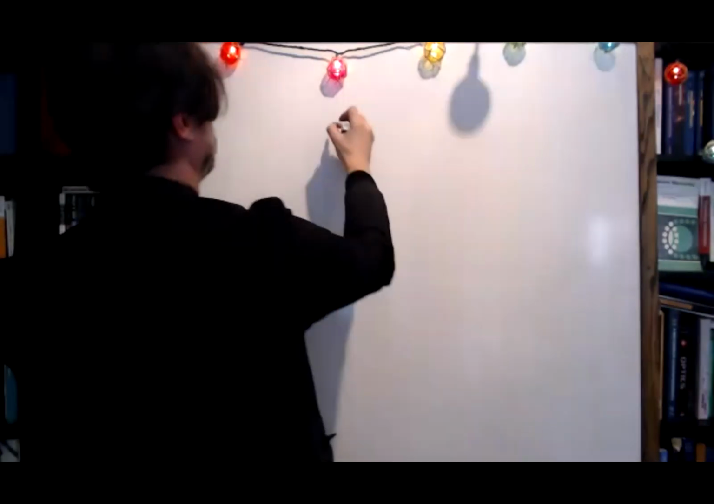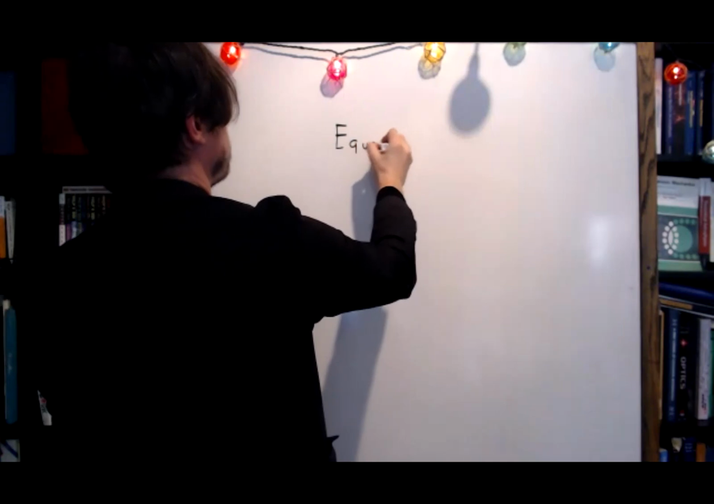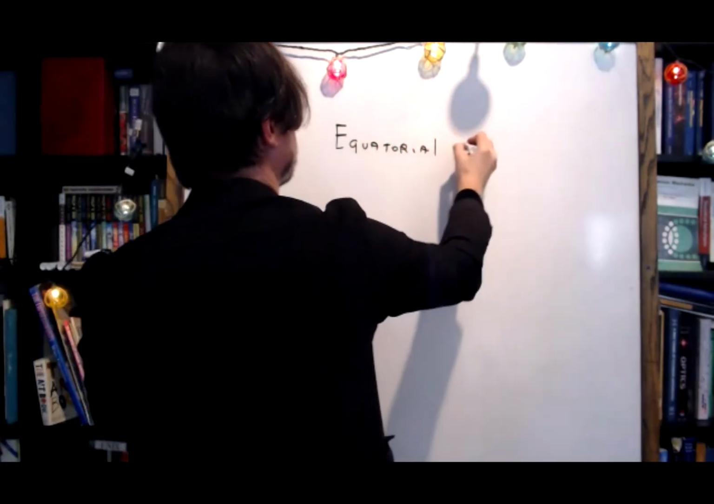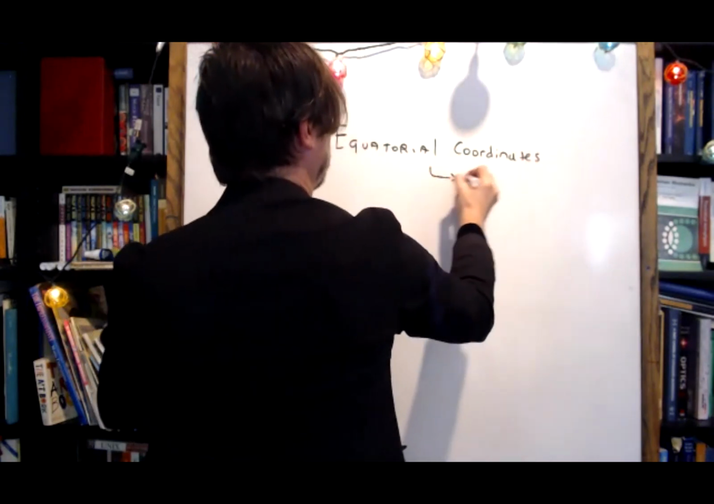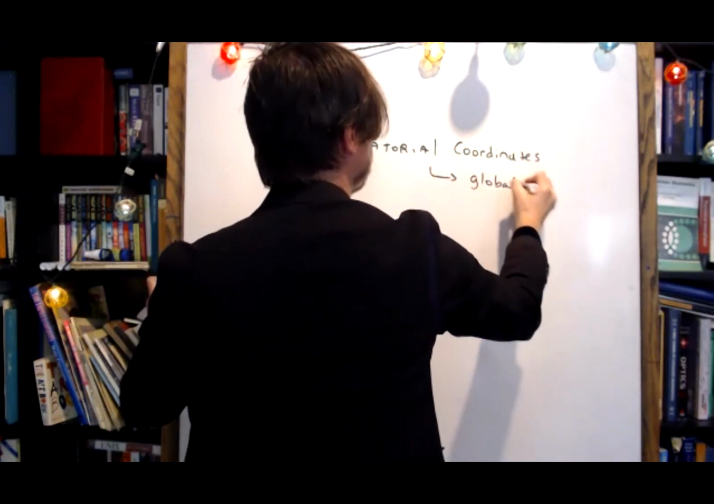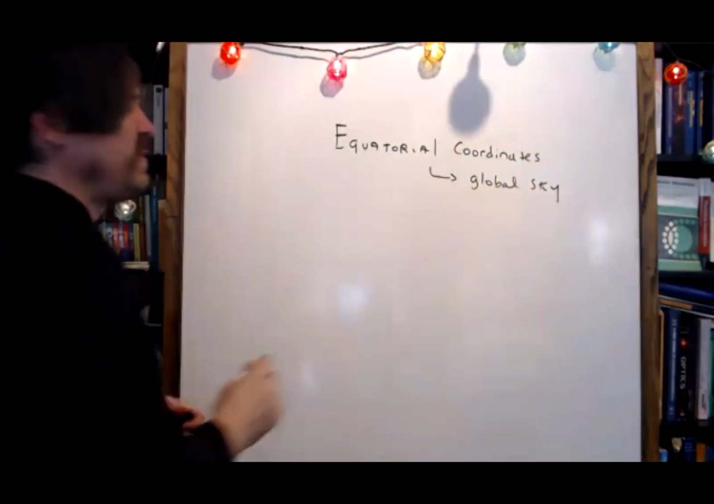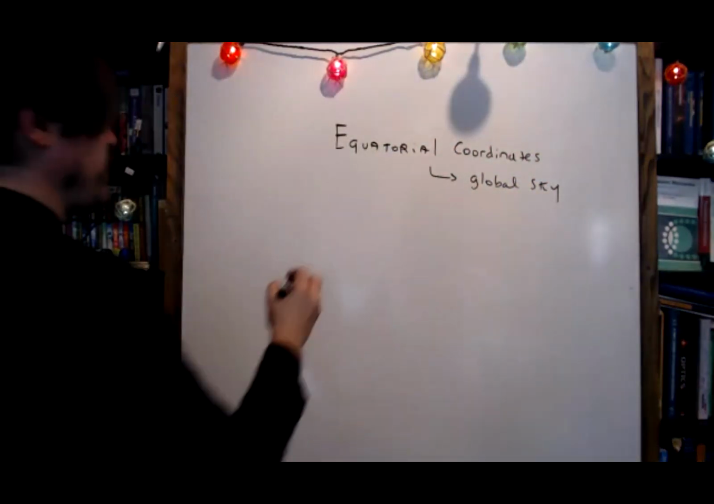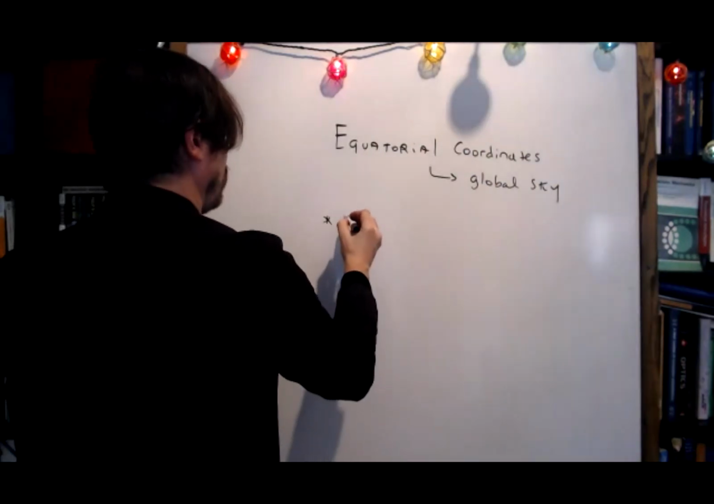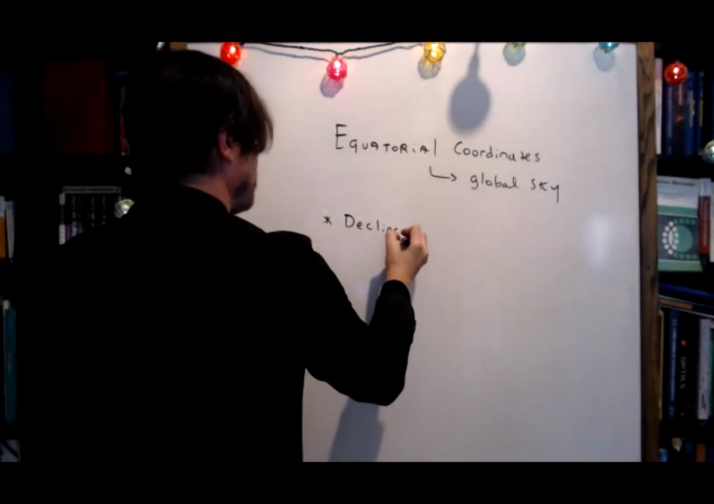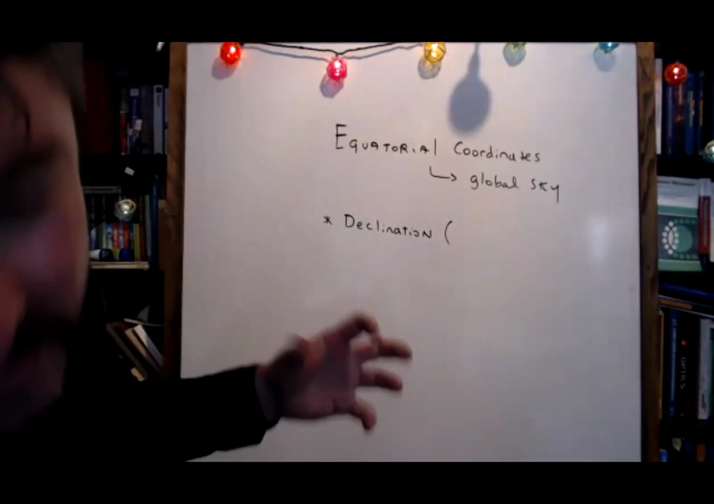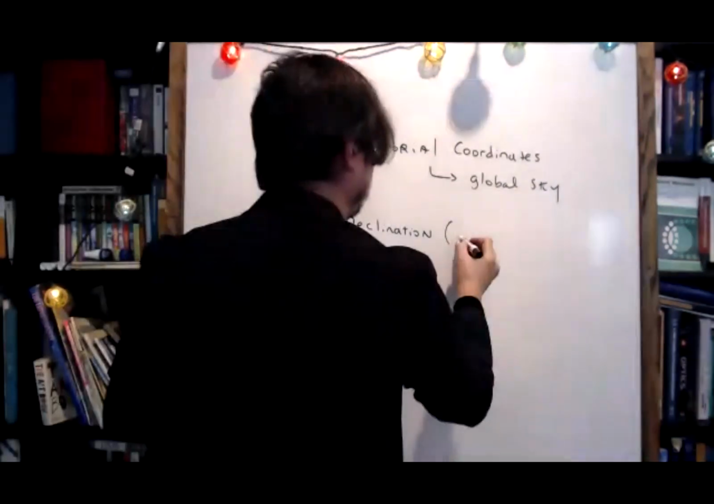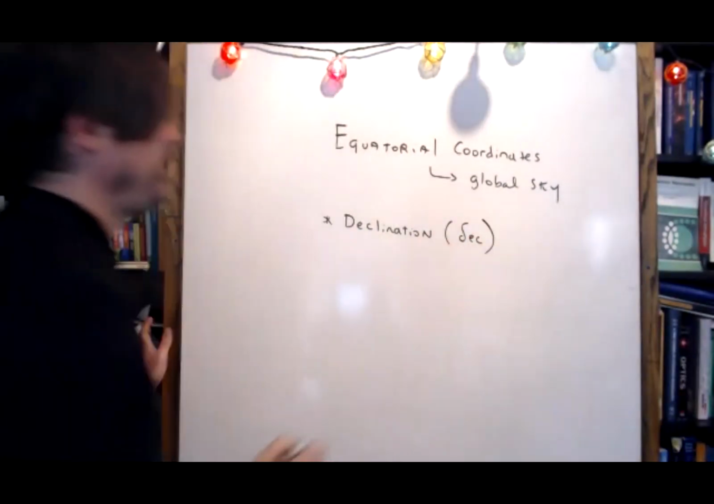Okay. So, introducing equatorial coordinates. These are for the global sky, and they're the same for all observers everywhere. They use two angles. One is called declination. We sometimes abbreviate it as dec. Sometimes we use the symbol delta for it, declination, okay?